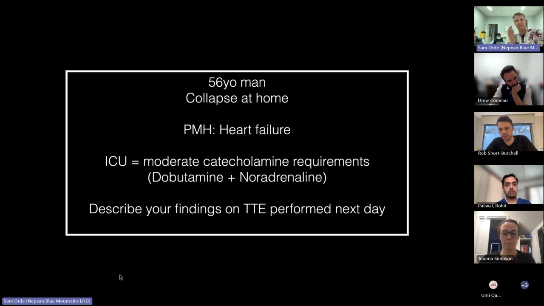So, on a decent level of catecholamines. Yeah. So you're already doing a stress test. But in the clinical context, you've got to find out what else is going on. There are a million reasons why this guy could have collapsed. I've given you no other information. So I think just again, the clinical context is key.